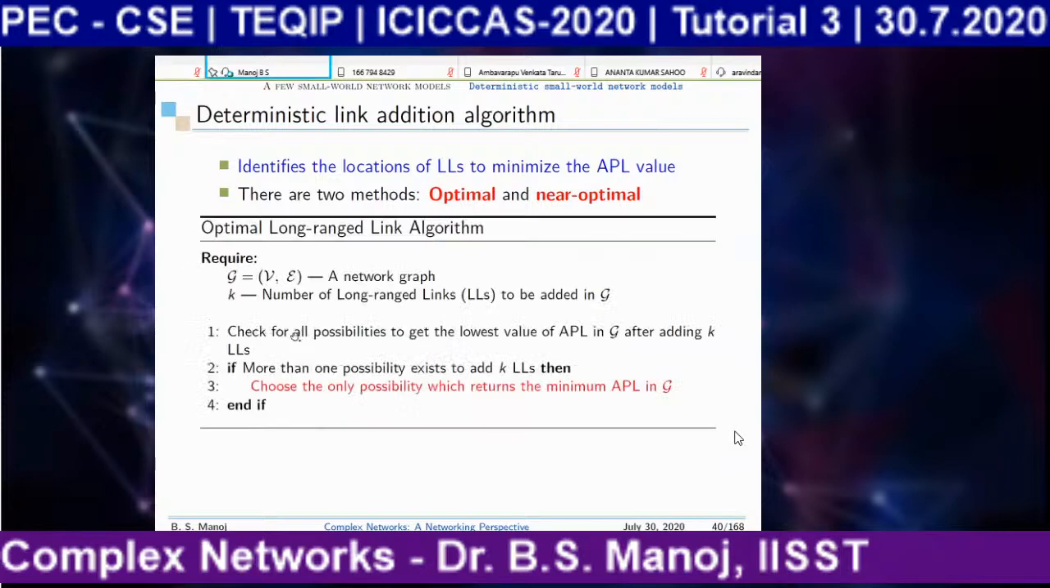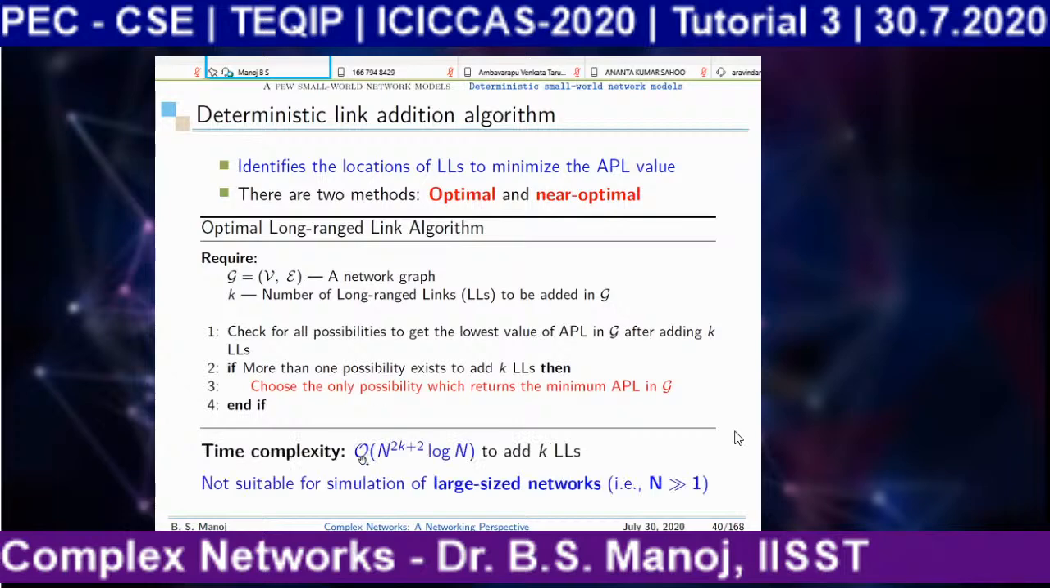Now, as I mentioned earlier, you can add links using deterministic link additions, where you can go for optimal or suboptimal deterministic functions that can be used to add links. So one solution is optimal long range link addition, or optimal LL addition, within a network. The algorithm is very simple to write, but it is very complex to run. For adding k links, you need to find the optimal addition points within the network that can bring the APL value to the lowest possible value in the network. So this has high time complexity.